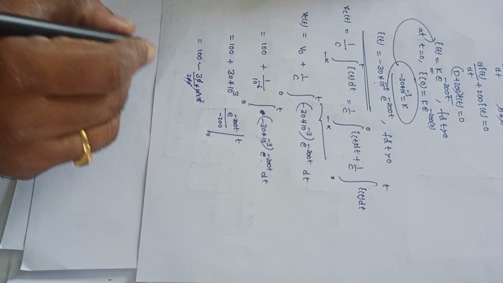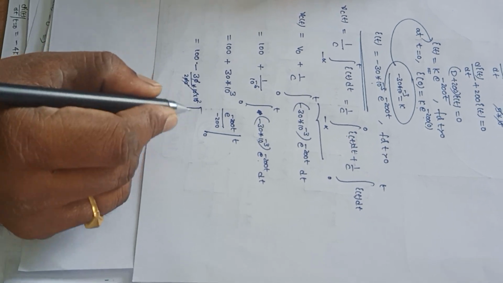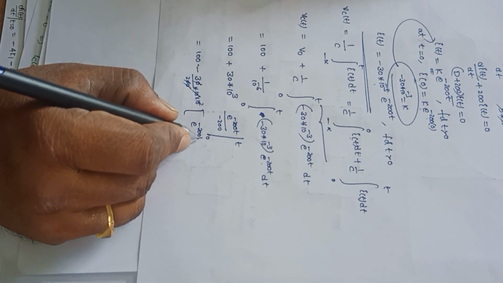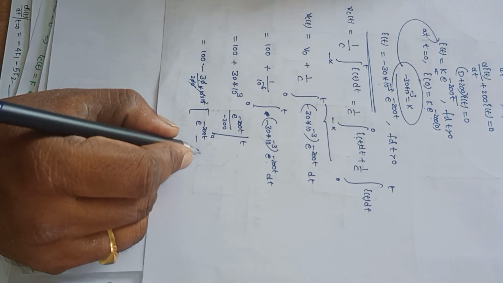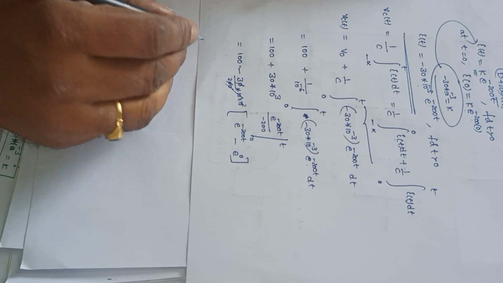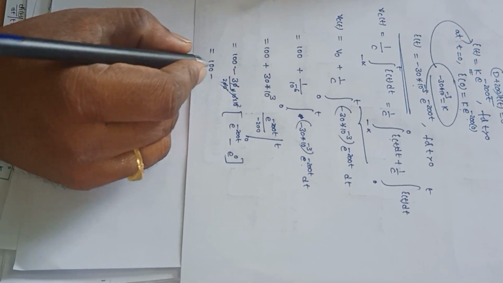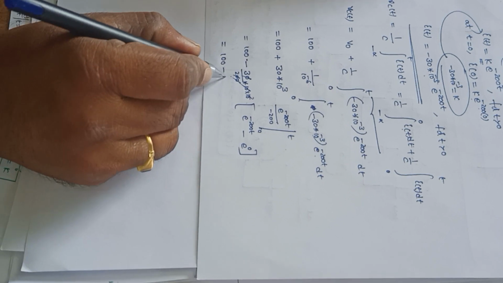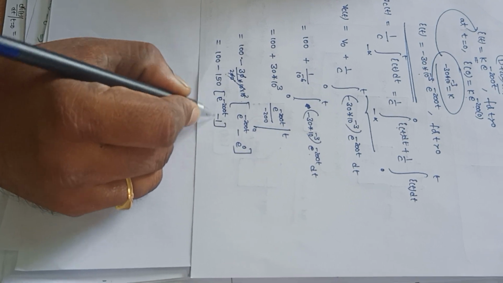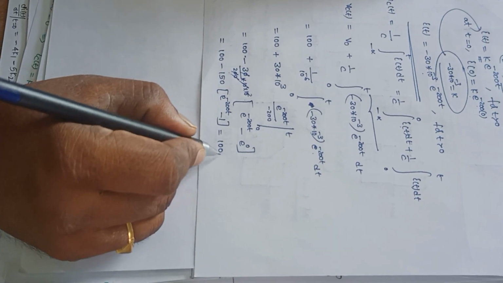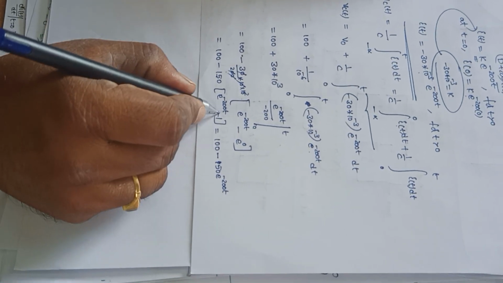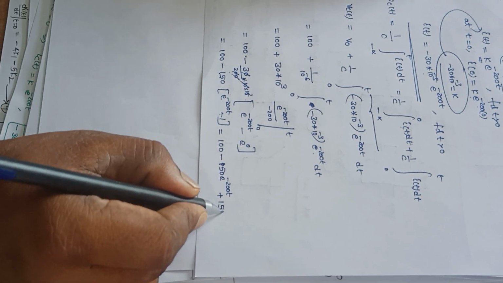This 100 will get cancelled. If I substitute t here, it is e power minus 200 t for the upper limit. If I substitute the lower limit, it will become e power minus 200 into 0, that is e power 0. So that is 100 minus 3 by 2, which is 1.5. So 1.5 into 10 square is 150. So it is e power minus 200 t minus 1. If I rewrite this equation, it is 100 minus 150 into e power minus 200 t, minus 150, plus 150.